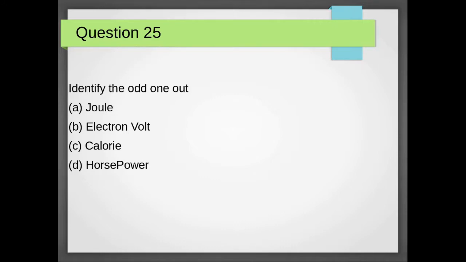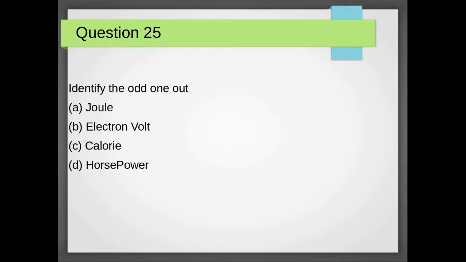Question 25. Identify the odd one out. Joule, electron volt, calorie, horsepower. So this looks like a tricky question, but actually it's pretty straightforward if you know the different terms that are given as the options. So joule is a unit of energy. Calorie again is a unit of energy in a non-SI system. That leaves us with electron volt and horsepower.